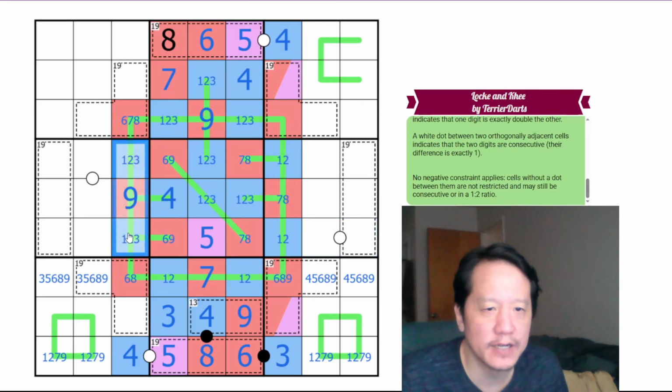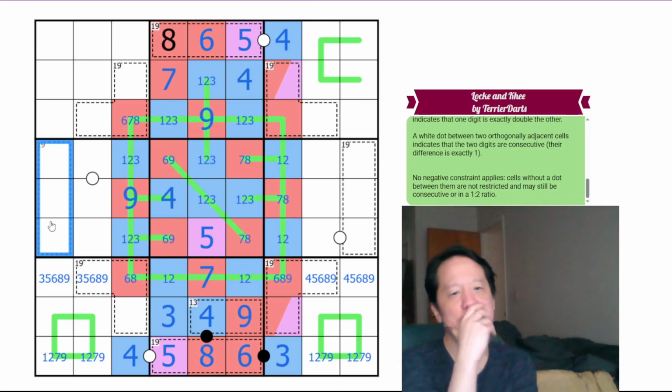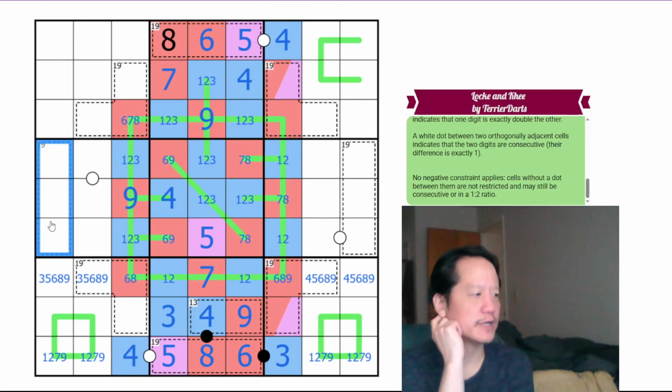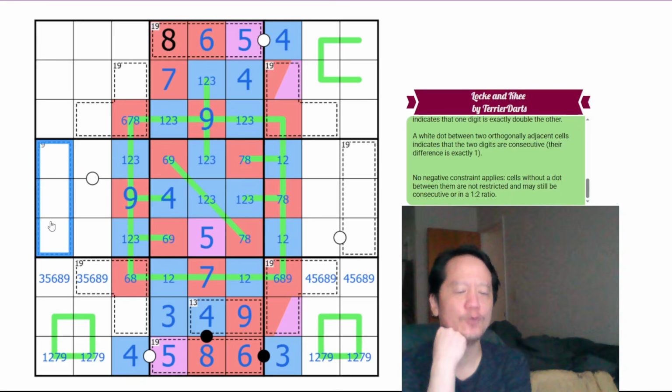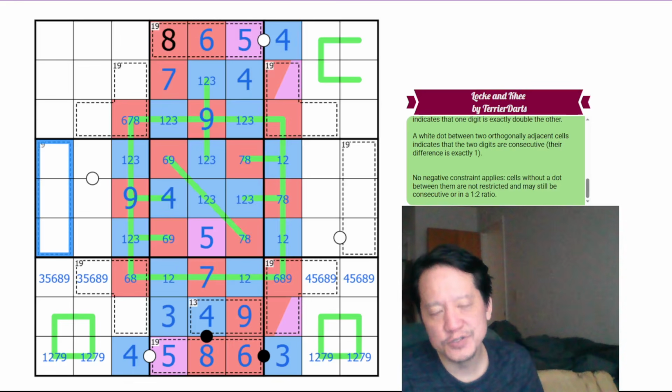Oh, this has a 9 here, so this cannot be 9. Well, what digits can sum up to 19 without a 9? I think it's only 5, 6, 8. Right? 8, 7, 4. 5, 6, 8, or 8, 7, 4. So this is 5, 6, 8, or 8, 7, 4. Either way, 8 is guaranteed to be here.